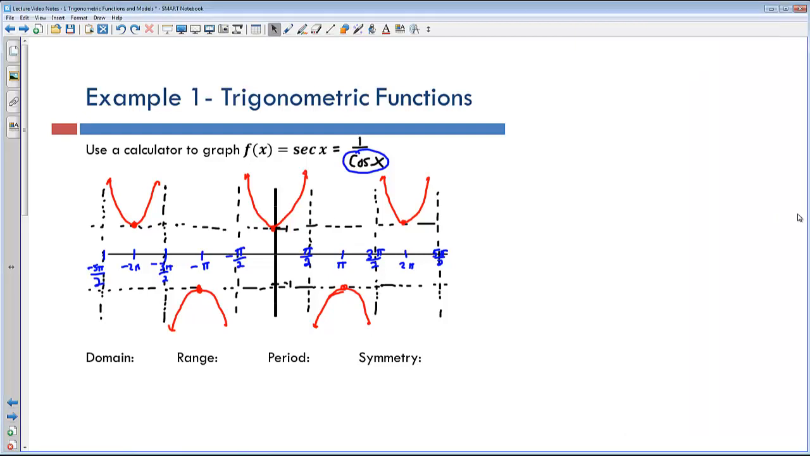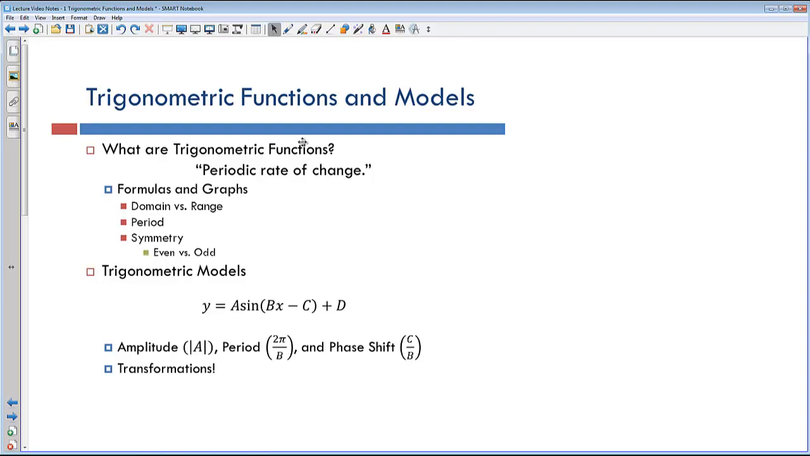All right, so let's move on here. We talked a little bit about the other trigonometric functions, which we'll do a little more in class: the domain versus the range, the periods, and the symmetries, even or odd. We'll do an activity in class about that.